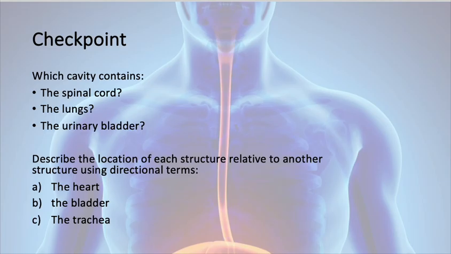You could say the bladder is inferior to the stomach, and you could say that the trachea, being part of the thoracic cavity, right? We talked about how the trachea, the breathing tube, is part of the mediastinum, which is in the ventral cavity. You could say that the trachea is anterior to the spinal cord, because we know the spinal cord is part of the dorsal cavity.